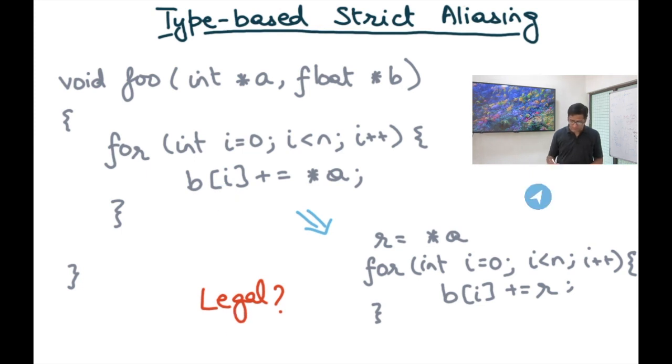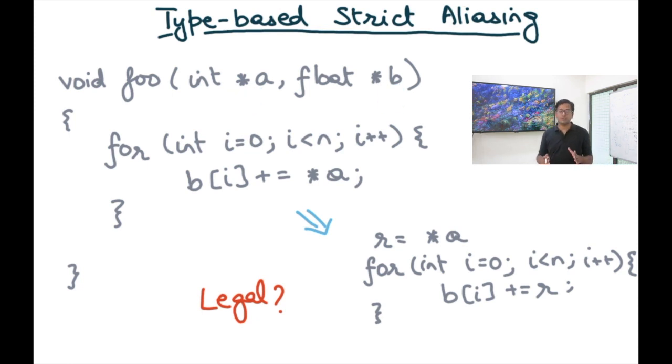However, the C programming language states that if there's code like this, then because these are two different types, b is referring to a floating point type array, and a is referring to an integer type array, it would be undefined behavior if b and a alias to the same location. It shouldn't ever happen that I'm dereferencing an integer type value where a float type value could have been present.